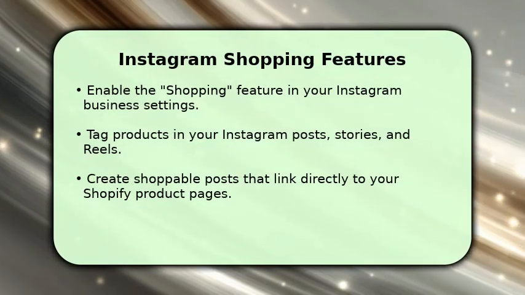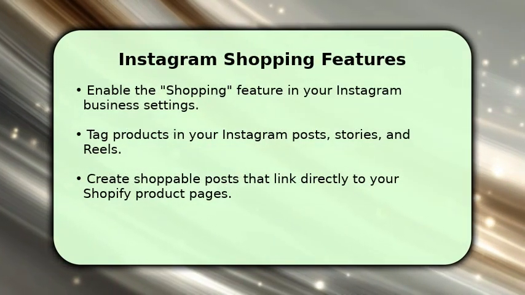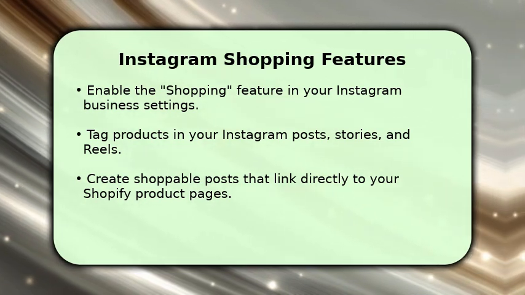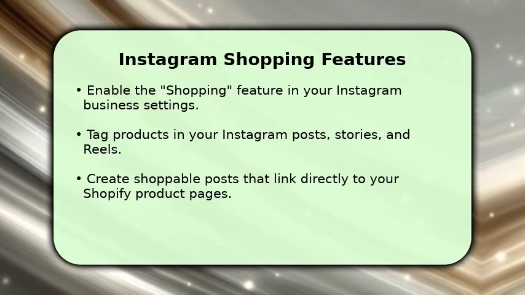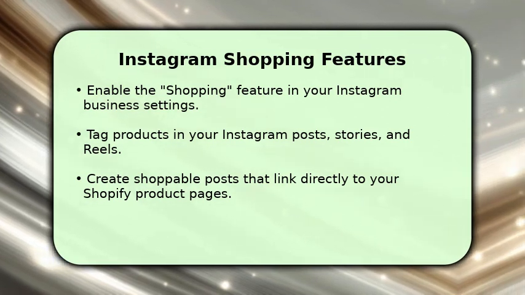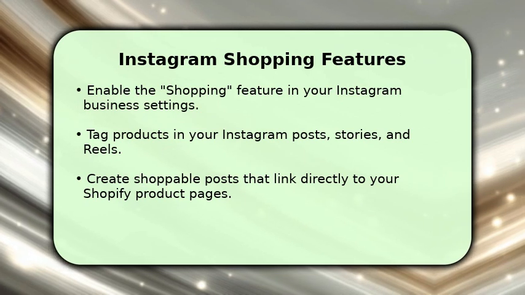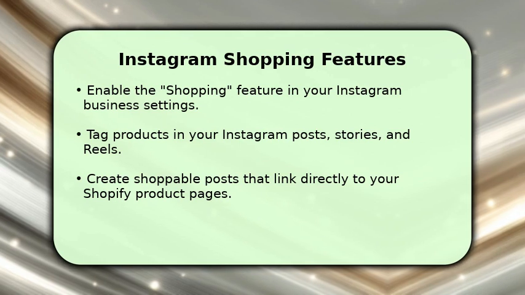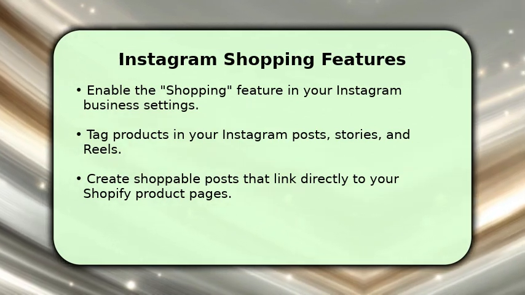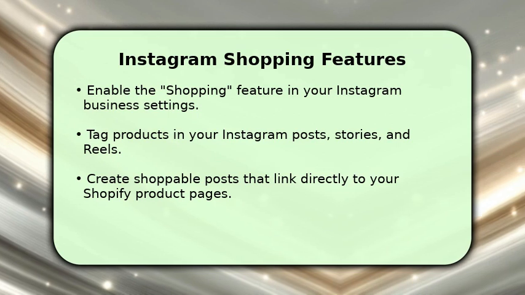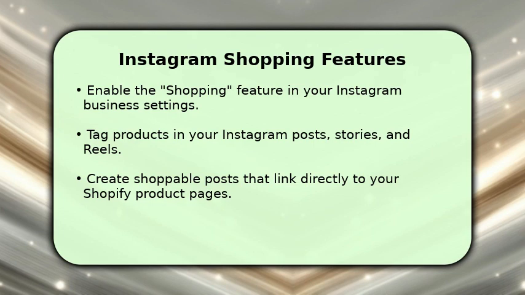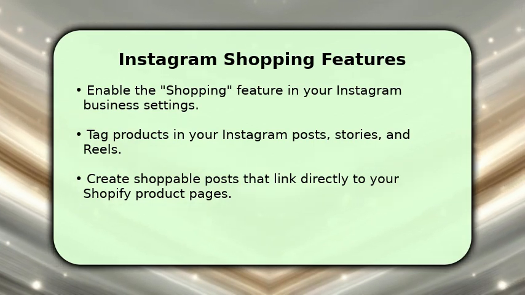With your catalog ready, it's time to activate Instagram's shopping features. Navigate to your Instagram business settings and enable the shopping option. This allows you to tag products directly in your posts, stories, and even reels. When customers tap on a tagged product, they'll see details and can click through to your Shopify product page to complete their purchase. This seamless experience makes shopping incredibly convenient for your followers.